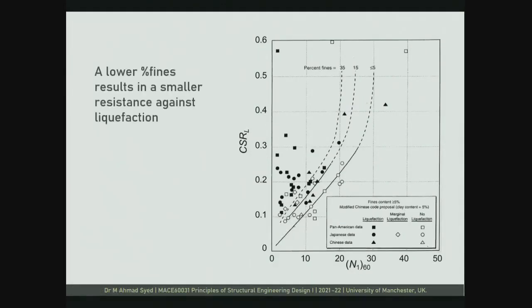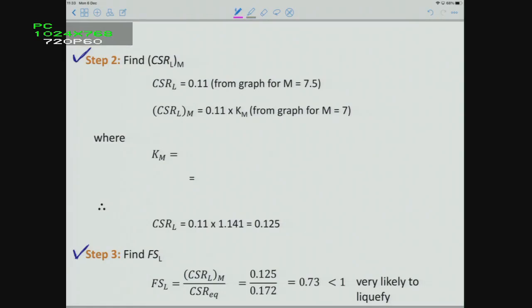So whatever n value is given, you have to read it according to the percentage of fines given. Okay, so that will be your CSRL. But this graph is only for 7.5 magnitude, so our magnitude is 7. So we will apply a correction factor. So from that graph, our CSRL is 0.11.